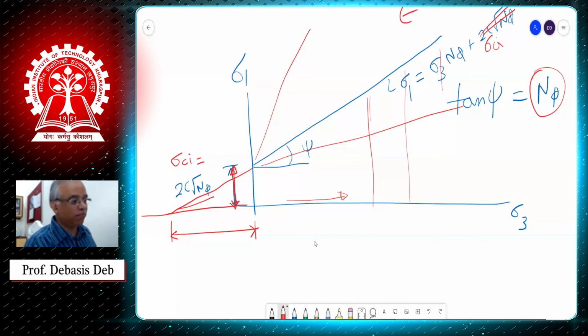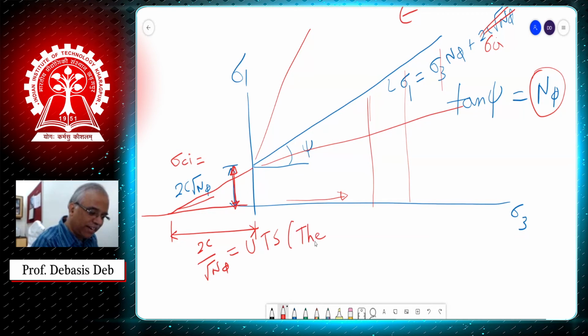Basically, sigma on under root n phi, yes, 2C square root of n phi, right? Now what is this? UTS, absolutely right. We write UTS, but in the bracket you will write theoretical. It's basically a theoretical value, coming from Mohr-Coulomb. When we test, we do not find this value.